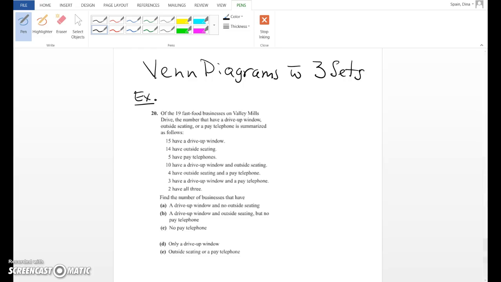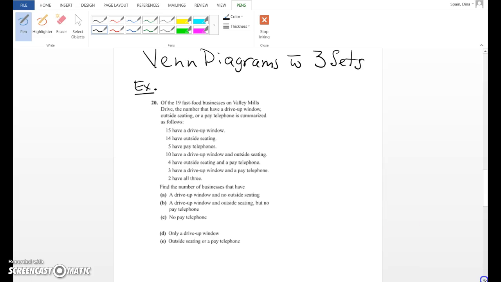Let's go through this example, which you'll do ones similar to in WebAssign. Here it says, of the 19 fast food businesses on Valley Mills Drive, the number that have a drive-up window, outside seating, or a pay telephone is summarized as follows. So they give you all this data here. 15 have a drive-up window, 14 have outside seating, 5 have pay telephones, and so on. I'm not going to read through all that. And then we're going to look for all of these down here. We want to figure out A, B, C, D, and E.